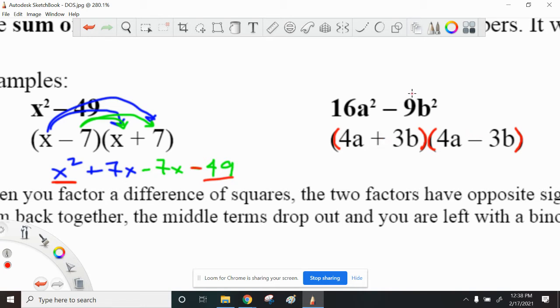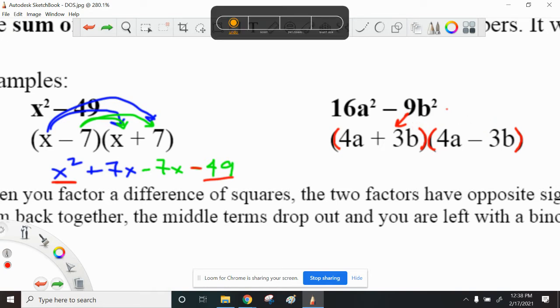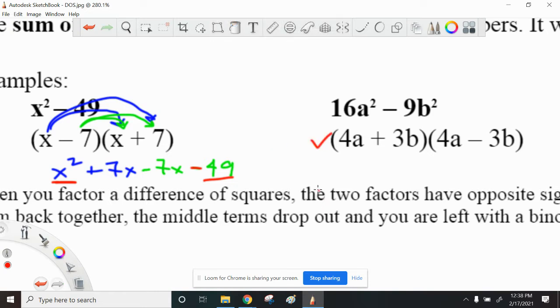Then we get, really good question. Give me 2 seconds, I'll come back to it. We get the 9, which makes 3 and 3. We get the b squared, which makes b and b. And that's it, right? This is the example question, so of course this is the right answer.